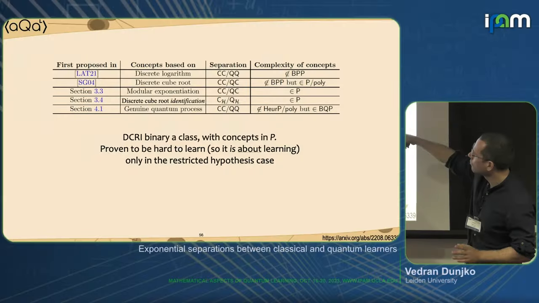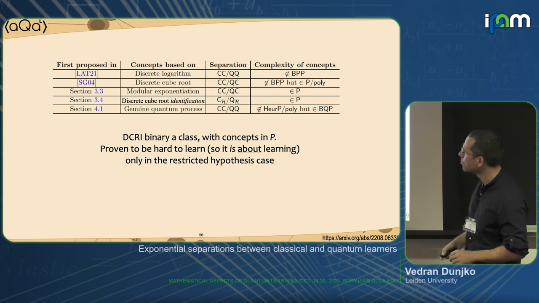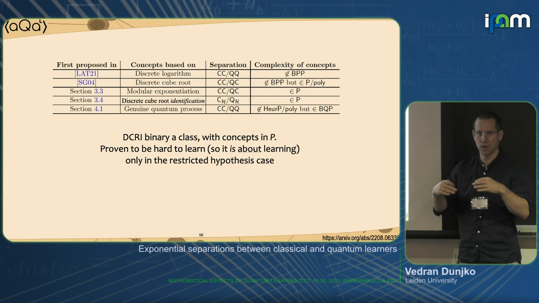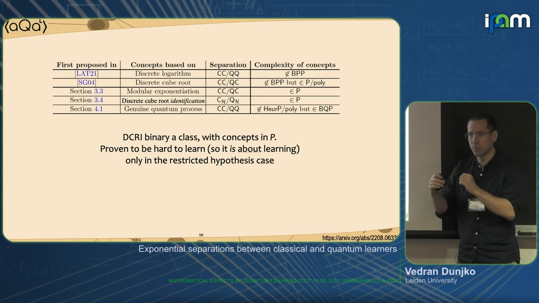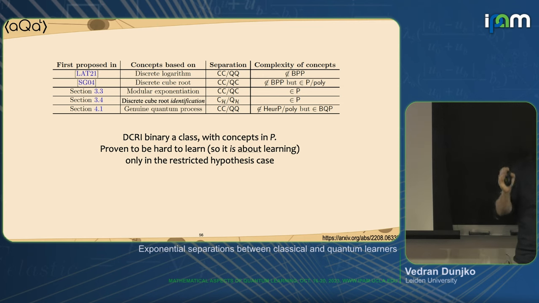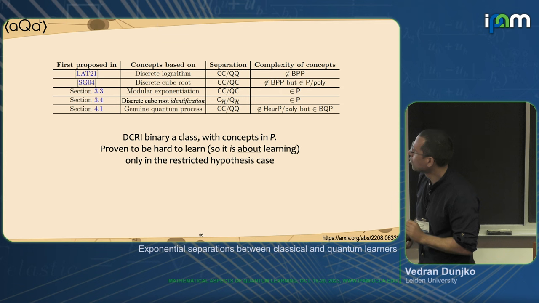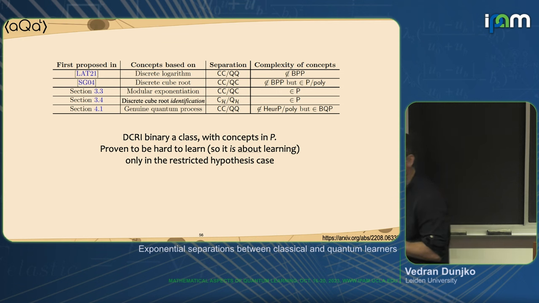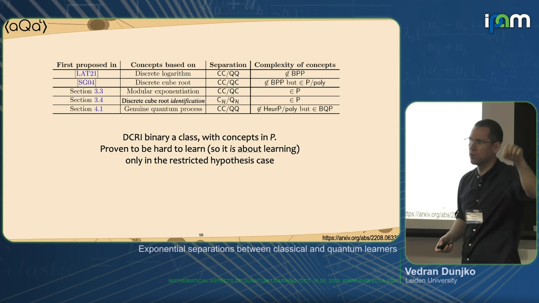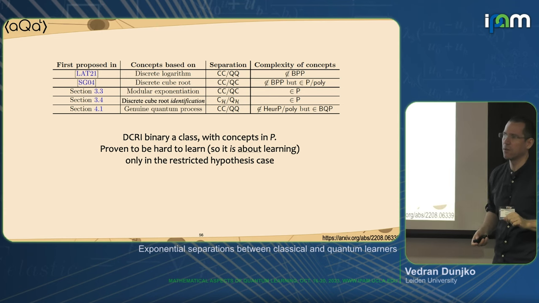And we have another problem, called the discrete cube-root identification problem, which is an example of this restricted concept class where it's a CQ separation, but the quantum concepts are restricted. I'm not allowing all polynomial circuits, and then you can have a separation. Can you say more about it? It ends up being proper PAC. I just give you the particular functions that define the labeling.